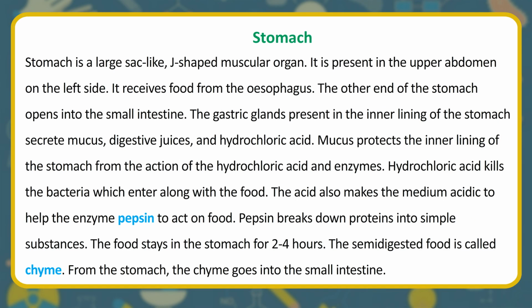Stomach. The stomach is a large sac-like, J-shaped muscular organ. It is present in the upper abdomen on the left side. It receives food from the esophagus. The other end of the stomach opens into the small intestine. The gastric glands present in the inner lining of the stomach secrete mucus, digestive juices, and hydrochloric acid.